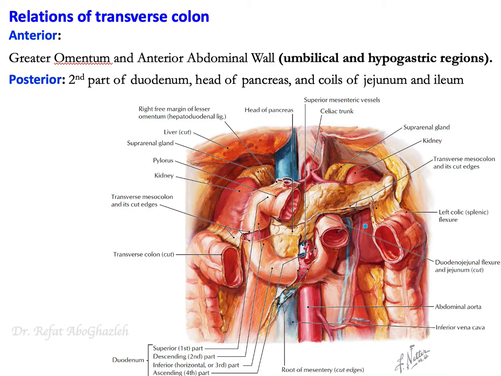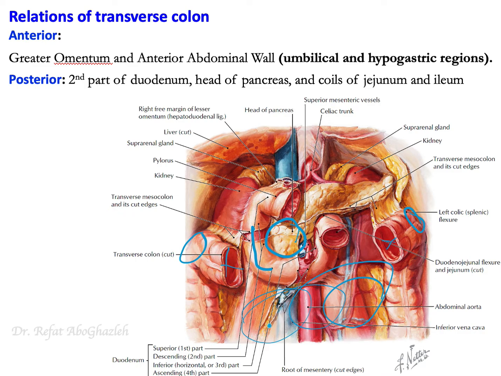Okay. So the relation of the transverse colon is very simple: the anterior abdominal wall and the greater omentum. Posteriorly, let us look at it here. This is the right colic flexure, the left colic flexure, and the transverse colon. We cut it here to show what's going on behind it. You have the second part of the duodenum, the head of the pancreas, sometimes the third part, and the coils of small intestine, jejunum and ileum.